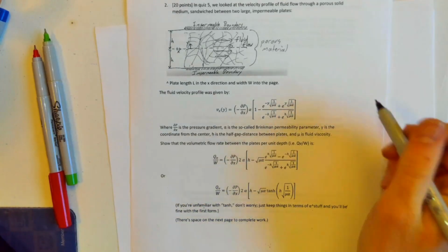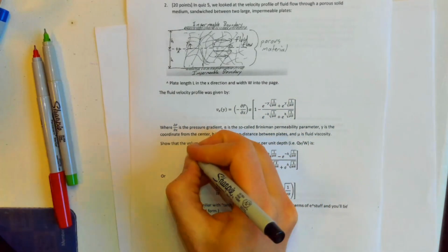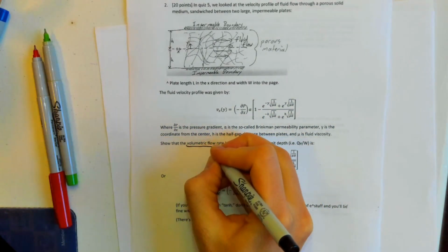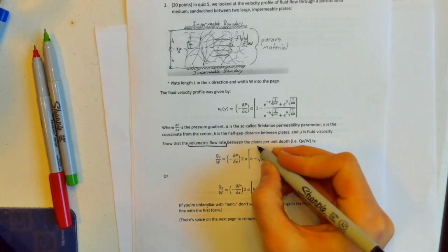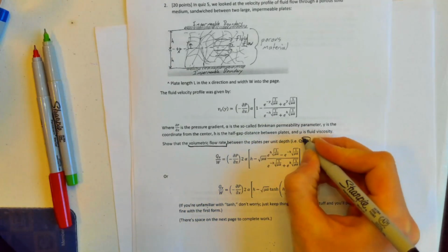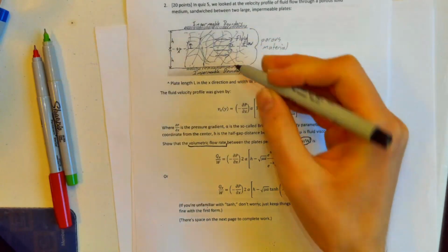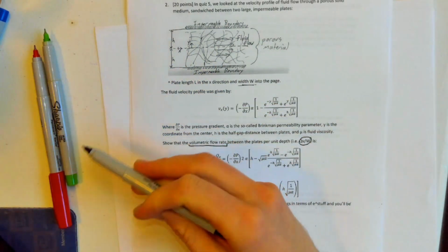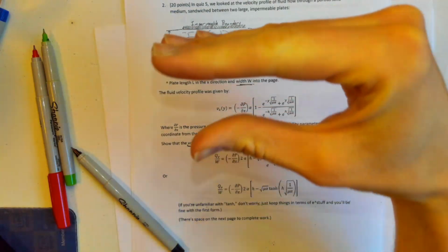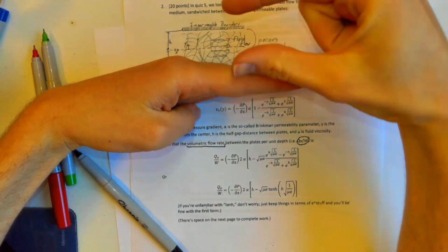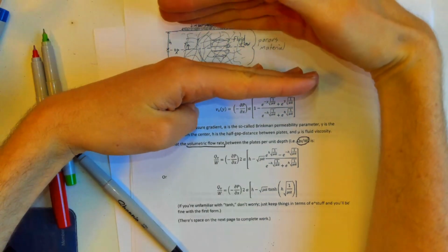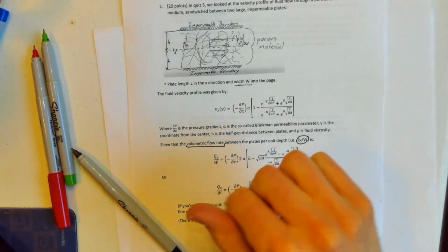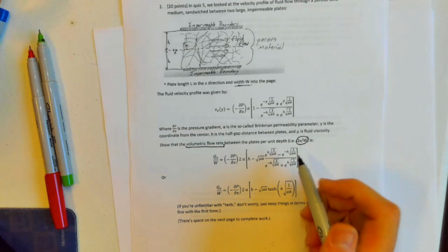All right, so what is our goal? Our goal is to get the volumetric flow rate between these plates per unit depth, right? So we're looking for a volumetric flow rate divided by, I mean, they say it's a width W into the page. So just imagine that we're sort of extruding this situation and we have two flat plates like this with this porous material between them. So our goal is to get this volumetric flow rate.